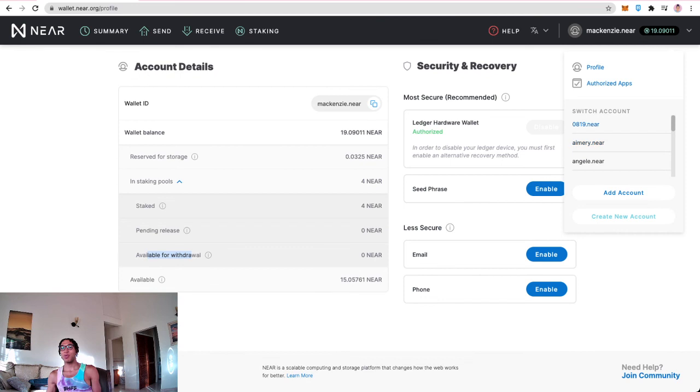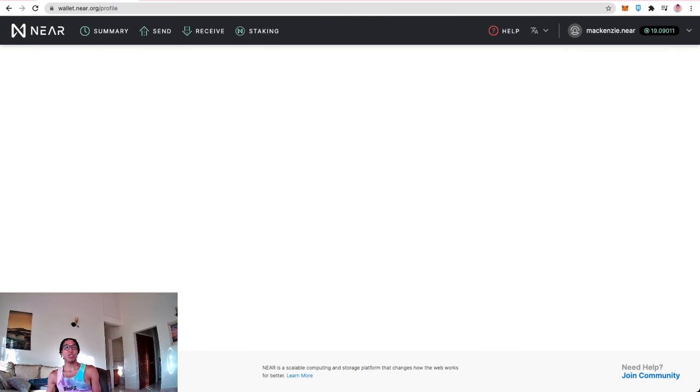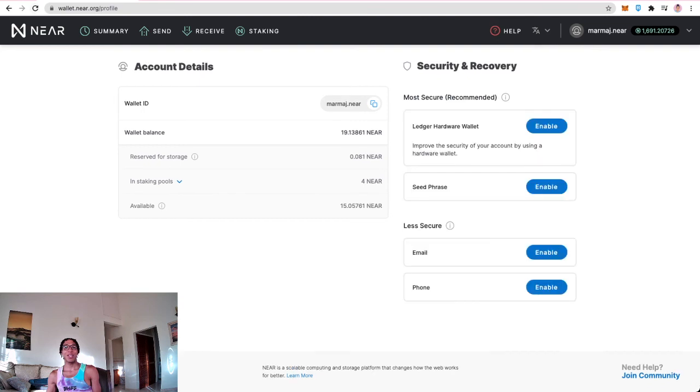So for example, if you want to see what it looks like when you're pending release, you can go to marmaj.near and you can see here, there you go. We have 1600 near in staking pools, but it's all pending release. And I have 22 near staked with the ZK validator pool.